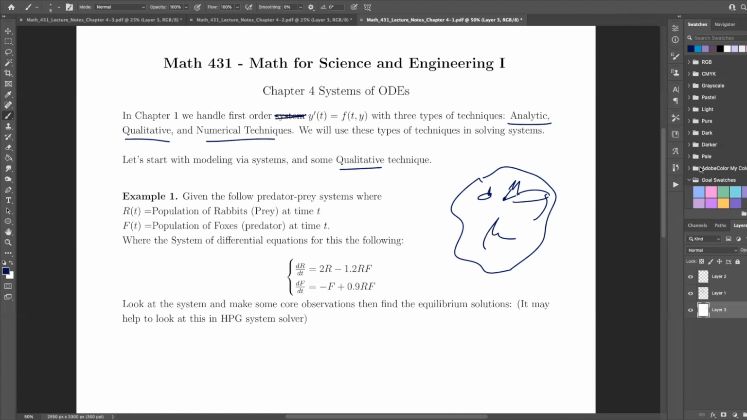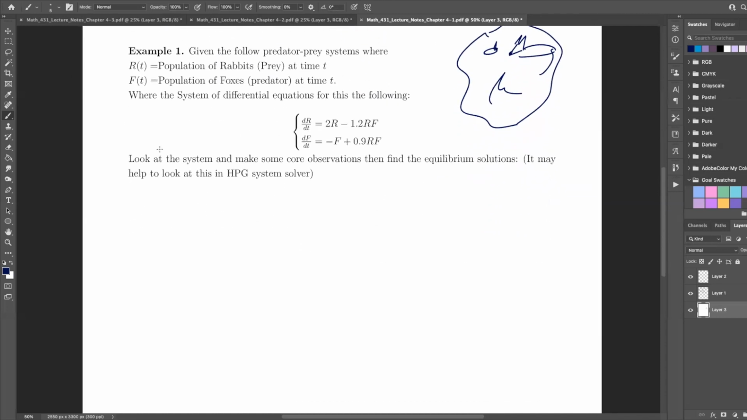So let's look at the system and break it down for a second before we get into any of this. Look at the system and make some core observations. Notice here, if we start with no foxes, aka f equals 0, what happens to the rabbit population? Well, this becomes 0, right?